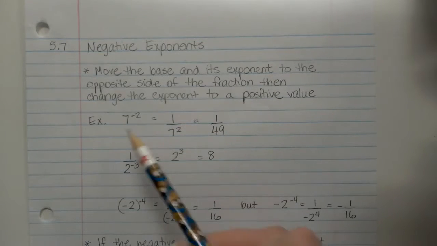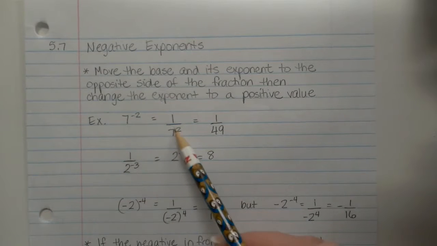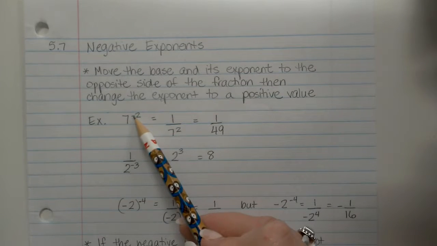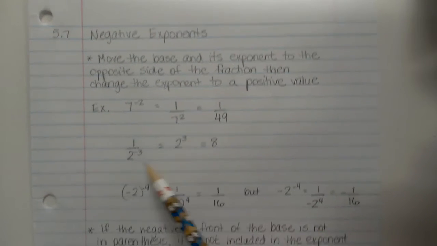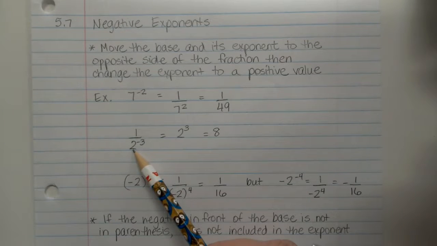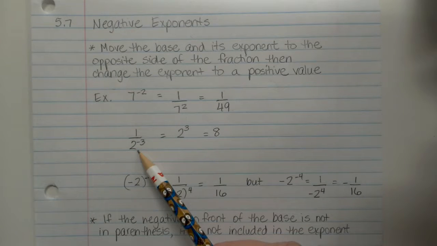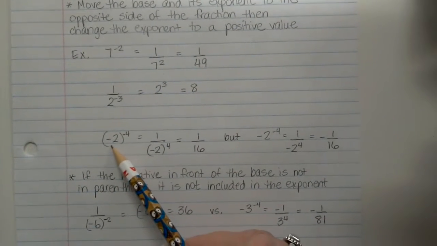If it's in the numerator currently, you need to move it to the denominator and change the sign of the exponent or the power. So in this case, this negative just says move the 7 squared down here, which we did. If the negative exponent happens to be in the denominator, it's the same idea. You say, take this 2 cubed and move it to the numerator because it's currently in the denominator, and then evaluate it.